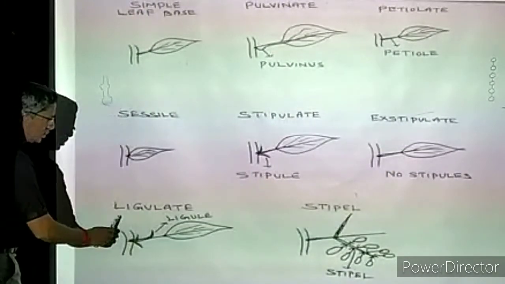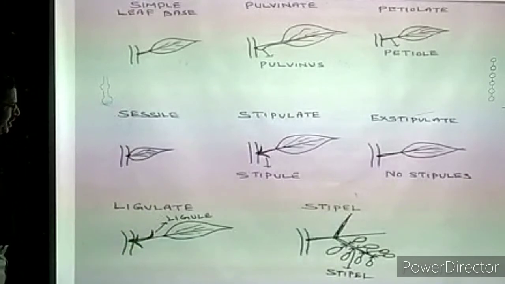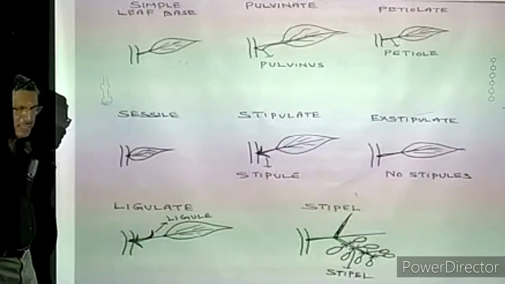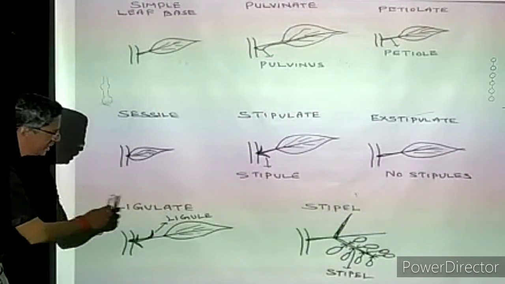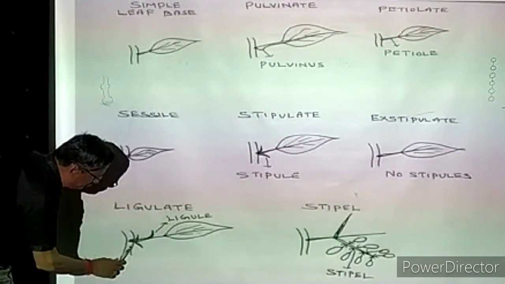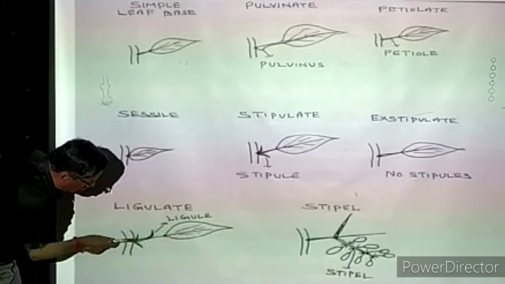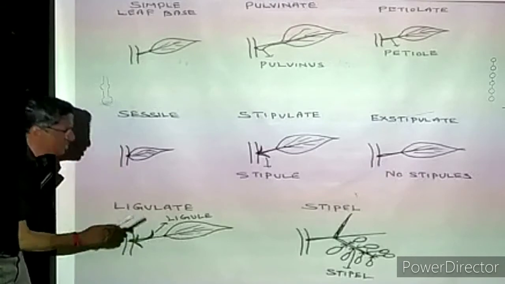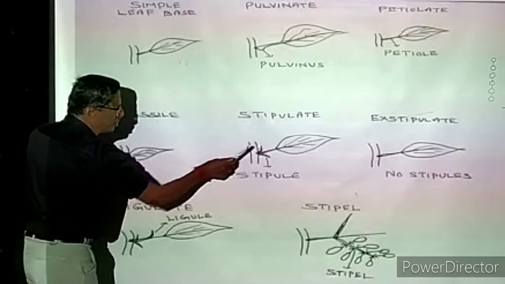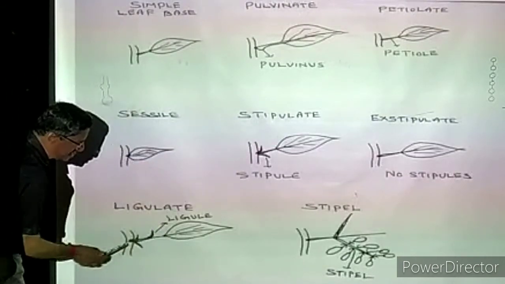Now we are coming to ligulate. Okay. Now ligulate, what is that? Ligule. We have to see one terminology, ligule. Now this is the stem, node is there, long petiole, lamina is present. On either side of the leaf base, stipules are there. Just like that, stipules are present here also. So the leaf is stipulate.